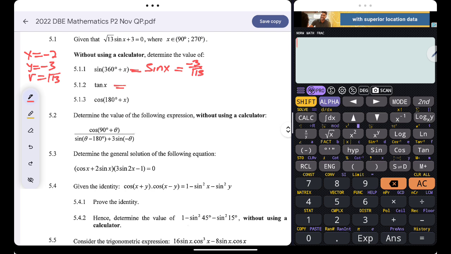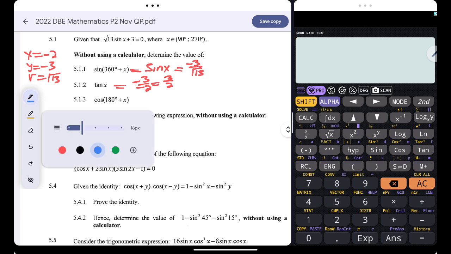And then now I want to find the value of tan x. Tan x is y over x, or opposite over adjacent, right? So it will be negative 3 divided by negative 2, which will give me a positive 3 over 2.